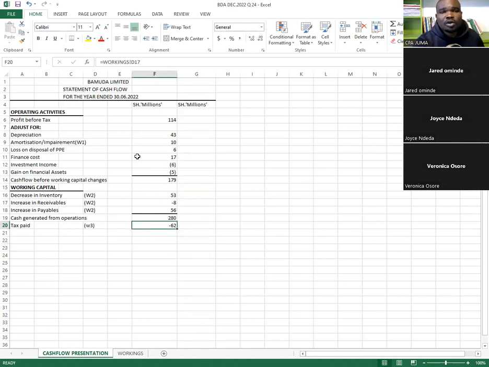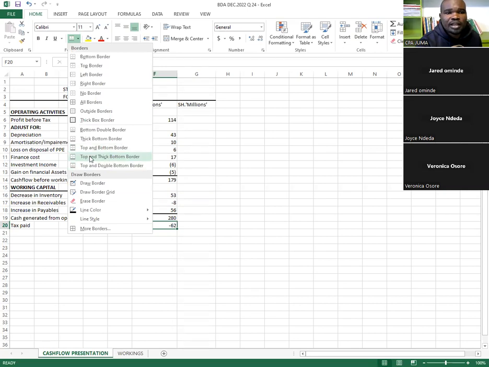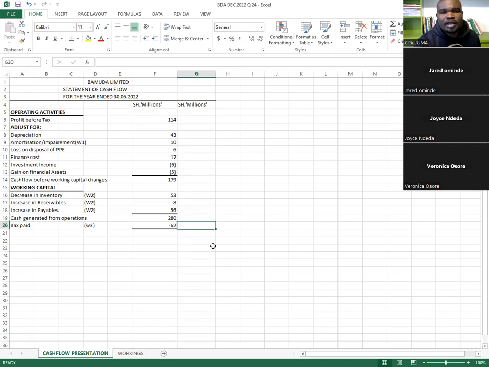Then now, we are done with operations. Operations ends there, so you just bottom underline that. So you bring the total here for the first time. You say is equals to 280. You remove the tax so that you get 218. So 218 is the cash flow from operating activities. I would say that you call it A.